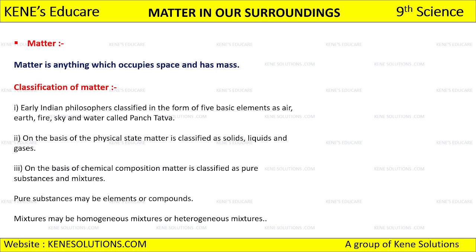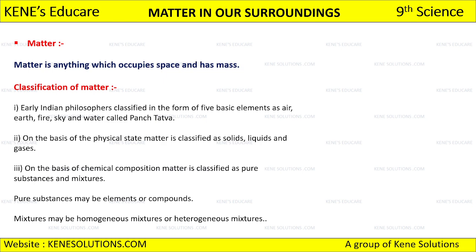Then, as I said, on the basis of physical state, we can classify matter as solid, liquid, and gas. And on the basis of chemical composition, we can classify it as pure substances and mixtures, where a pure substance can either be an element or a compound, and mixtures can be homogeneous or heterogeneous, right?